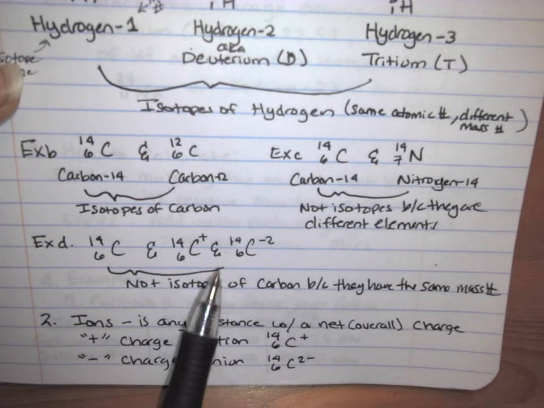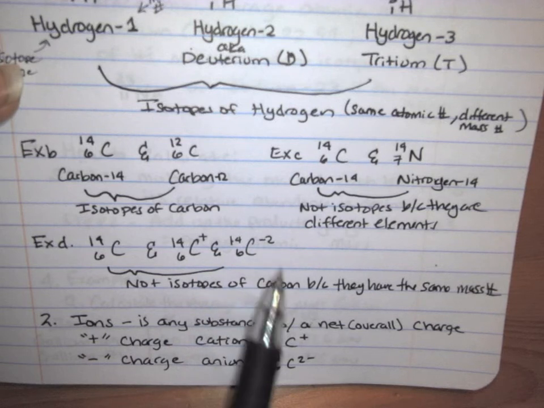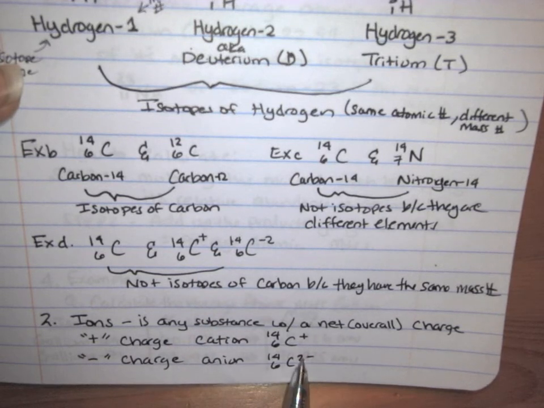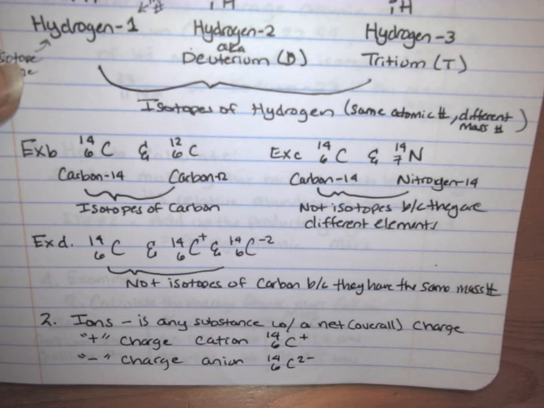And I just want to note real quickly, I wrote that in 2 different ways. Up here I wrote the minus charge in front of the number, and here I wrote it after the number. By convention, the minus charge should go after the number. However, this is also acceptable. All right, so the main thing about ions is if you see something with a charge, you know it's an ion. If it has a positive or negative charge, it's an ion. And if it doesn't have a charge, if it's neutral, it's not an ion. So for example, this is not an ion.